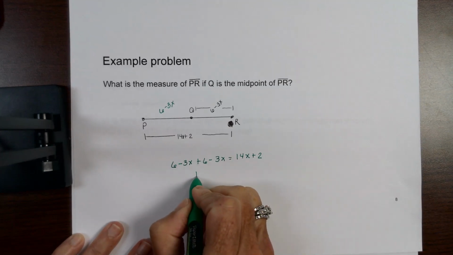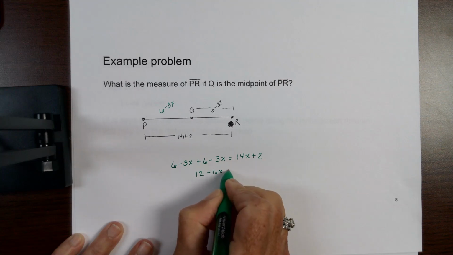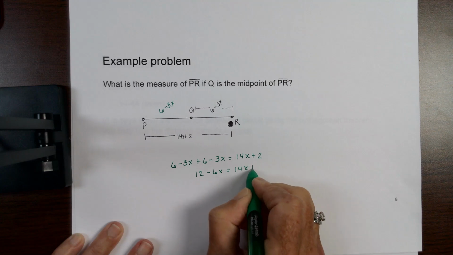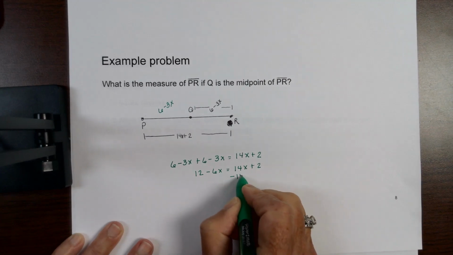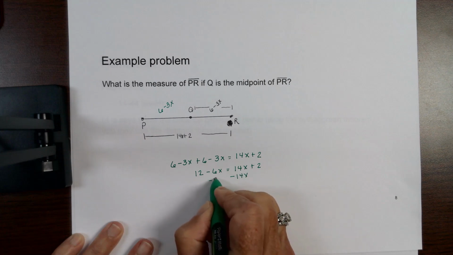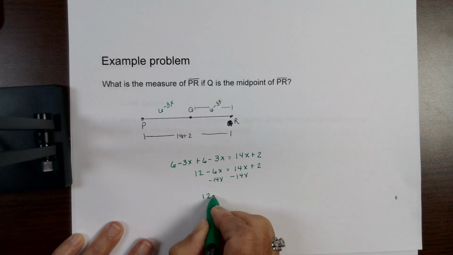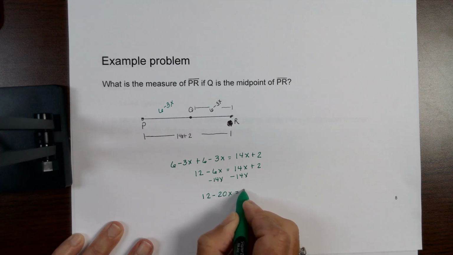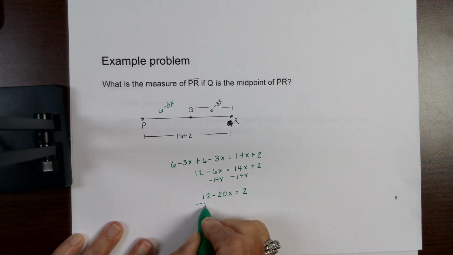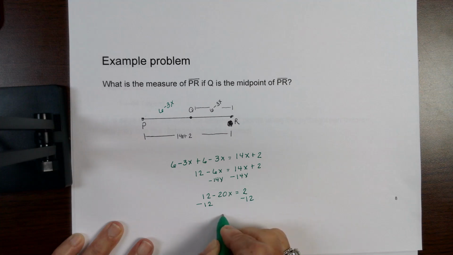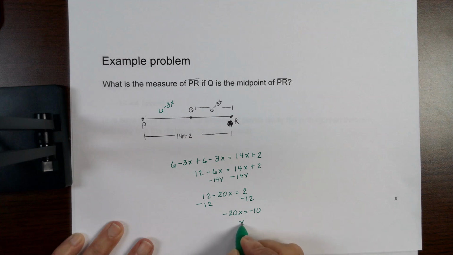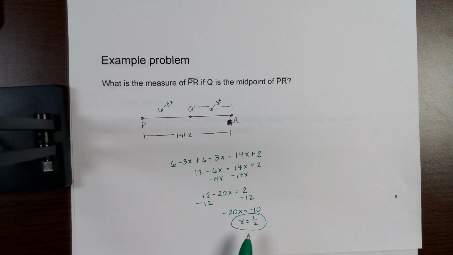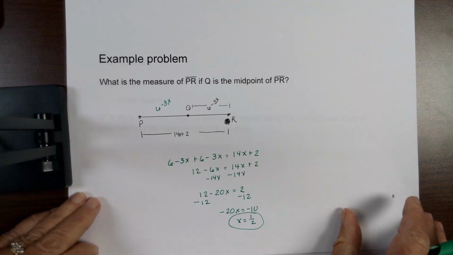So I have 12 minus 6x is equal to 14x plus 2. I'm going to subtract the 14x from both sides. So I have 12 minus 20x is equal to 2. I'm going to subtract the 12. So now I have negative 20x is equal to negative 10. When I divide by 20, I'm going to get negative 10 over negative 20, which is the same thing as 1/2. So the x value up here is going to be 1/2.